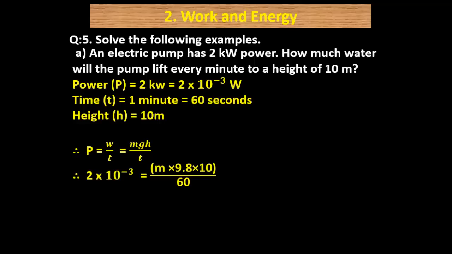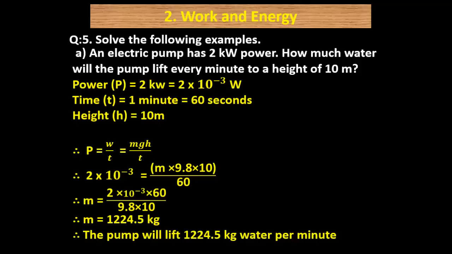Therefore 2 multiplied by 10 raised to 3 is equal to m multiplied by 9.8 multiplied by 10 upon 60. Therefore m is equal to 2 multiplied by 10 raised to 3 multiplied by 60 upon 9.8 multiplied by 10. Therefore m is equal to 1224.5 kg. Therefore the pump will lift 1224.5 kg water per minute.